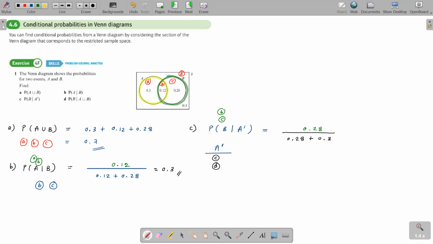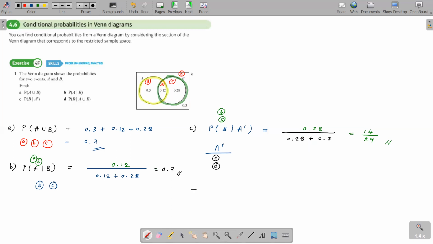Okay, so the answer: 0.28 over 0.28 plus 0.3. So that's 14 over 29, right? Or 0.48275, it goes on. So 14 over 29. All right, guys, I hope this is clear. Always, the probability of the given part is written, and on top you have to write any one or more of the regions from the given part. You can never have any region outside of the given part.